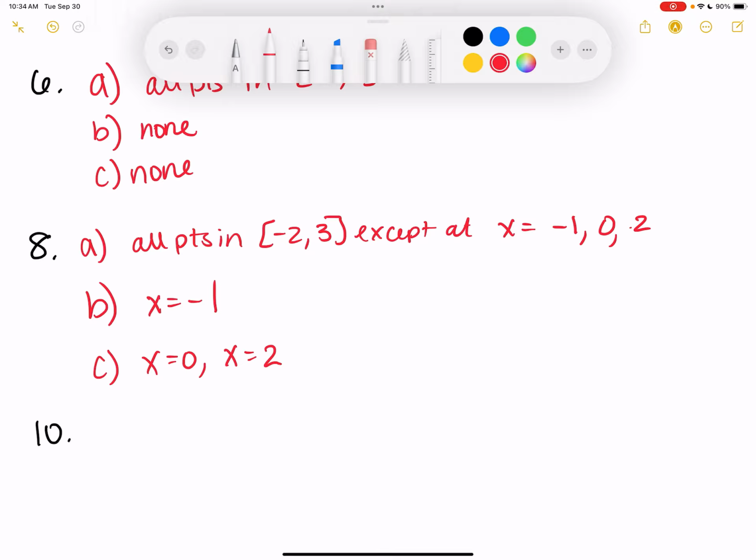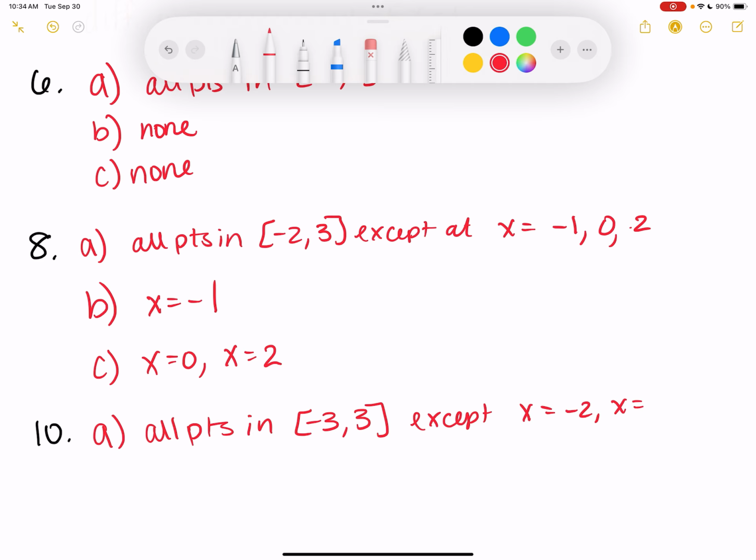-2 and 2. Yep. So part A, all points in the domain, -3 to 3, except x equals -2 and x equals 2. Or you can put commas in there, whatever.